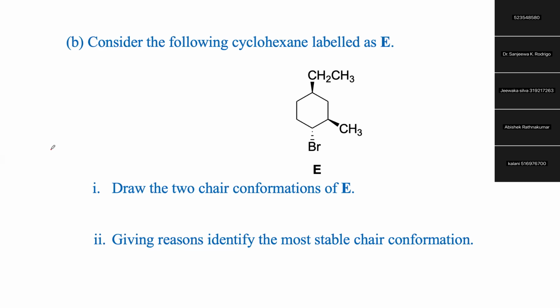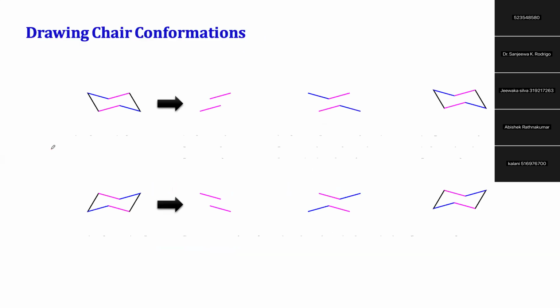Then part 2 is giving reasons, identify the most stable chair conformation. Right. First of all, before we give the answers to these questions, let me show you how to draw these chair conformations easily. Because what I have seen, students struggle to draw these chair conformations. So if we cannot draw them correctly, then you can't answer these questions.